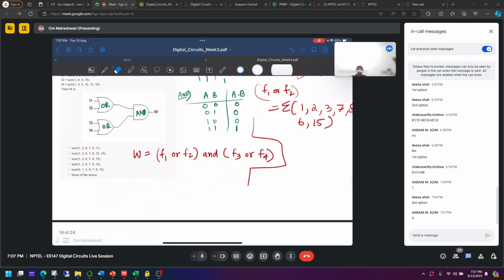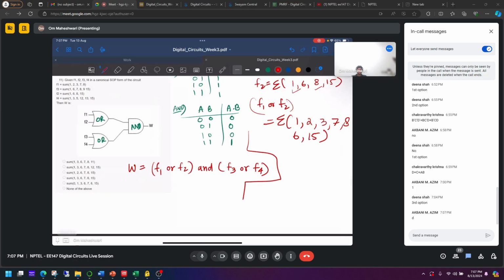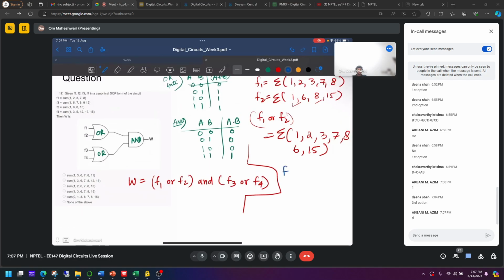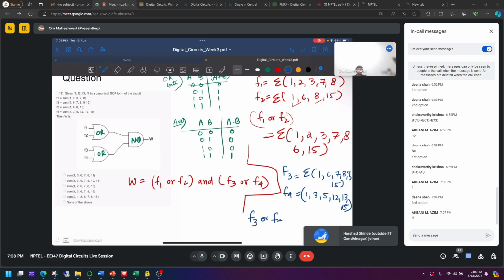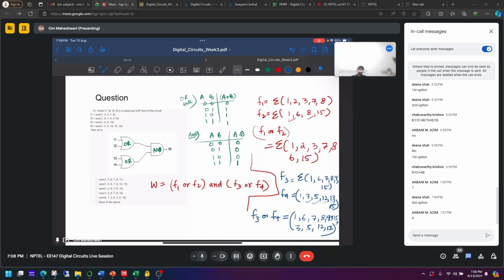Right? Similarly, let me write it here. You have F3 and F4. F3 is 1, 6, 7, 8, 9, 15, and F4 is 1, 3, 5, 12, 13, 15. So F3 or F4 will be all the terms coming in this: 1, 6, 7, 8, 9, 15, then 3, 5, 12, 13. So this is F3 or F4.